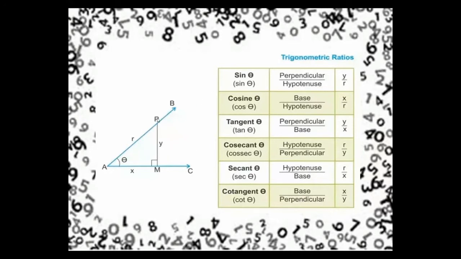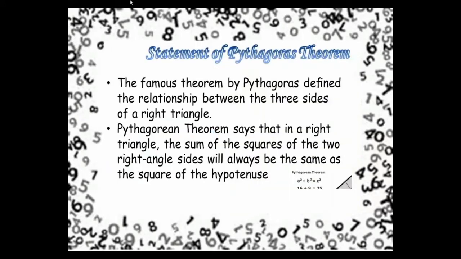This is the right angle triangle with respect to this angle. This is base, this is perpendicular, this is hypotenuse. We have already discussed this in the previous class also. Now, the statement of Pythagoras theorem.